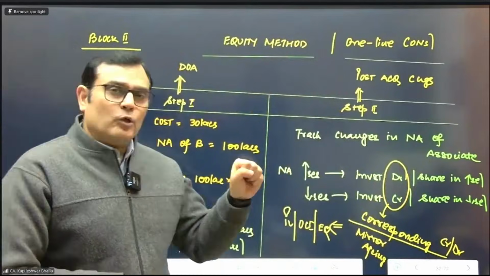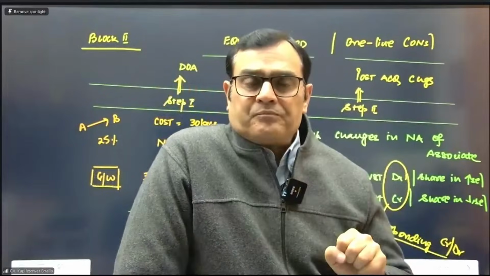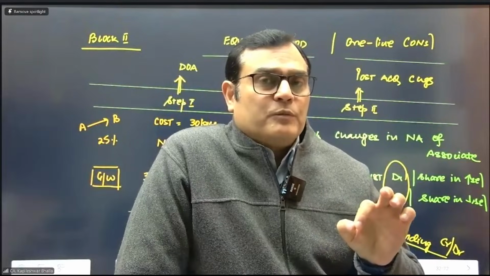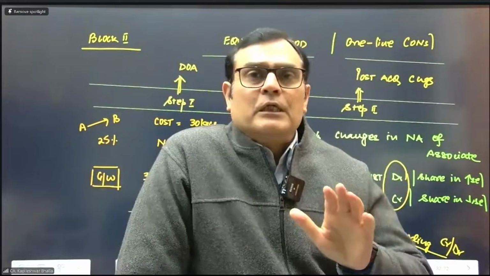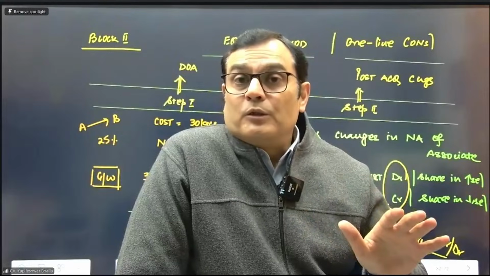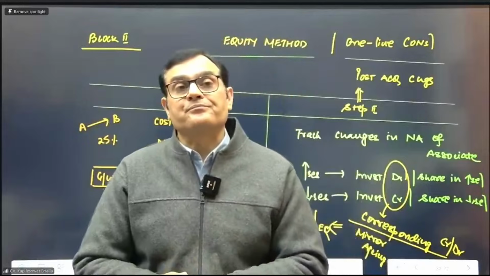That is how only the investment will appear in the consolidated balance sheet. As per the equity method of consolidation, the only figure which will appear in the balance sheet is investment. No aggregation of assets and liabilities. Unlike Ind AS 110, just the investment appears as a single line item.